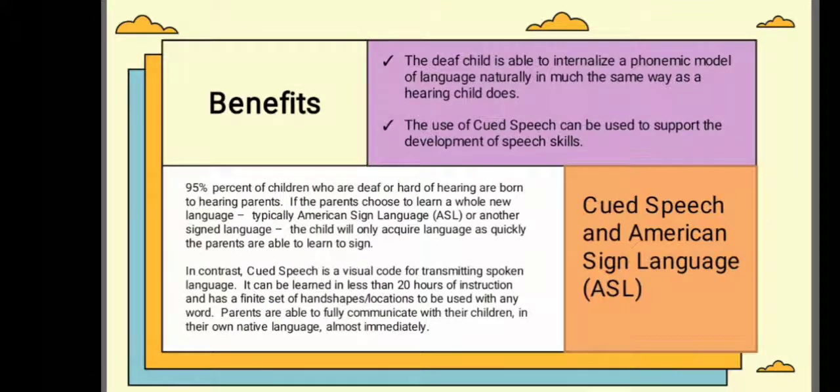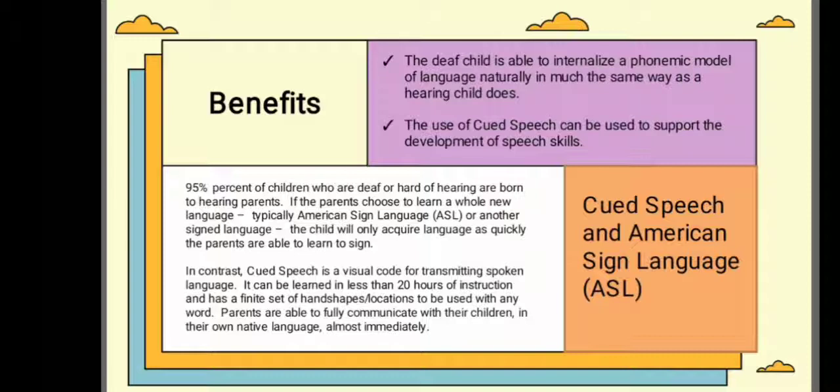And for the benefits, the child is able to internalize a phonemic model of language naturally, in much the same way as a hearing child does. Yes, that's right, since cued speech provides 100% visual access to the sounds of spoken language. This provides the language base of phonemic awareness that supports the development of literacy, reading, and writing. Deaf children who use cued speech generally attain English language and literacy levels equal to or better than those of their hearing peers.